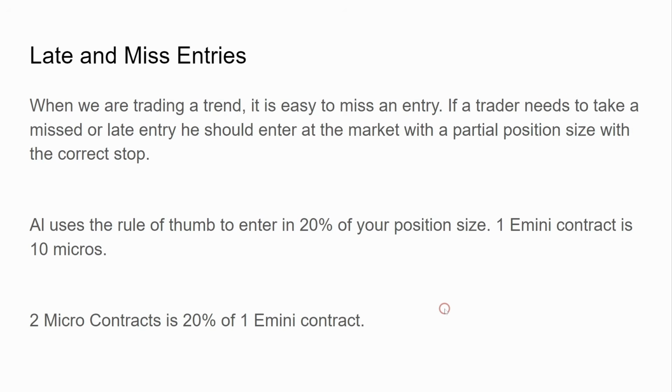So what this means is if you wanted to enter late in a trend and you're seeing the market racing away, get in the trend with 20% of your position and put the stop where it's supposed to be. Trail it how you would with 20%. Scale in, scale out. If you were to enter 1 E-mini while the market has run, your stop may be 10, 15 points. That could be a $500-$600 loss just on one contract. It's not worth it for a few points. So Al recommends to enter 2 micros because that's 20% of 1 E-mini contract. 1 E-mini contract is 10 micros.